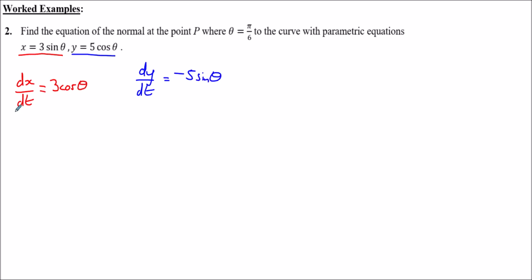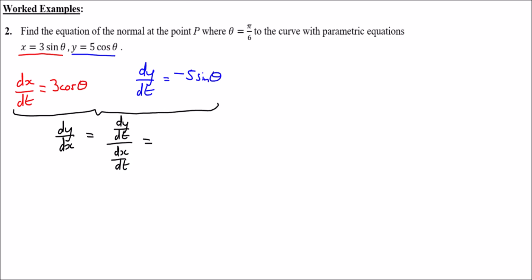So then from these two, we can work out dy over dx. So dy by dx is going to be dy by dt divided by dx over dt. So dy by dt was minus 5 sine theta, and then dx by dt we had was 3 cosine theta. So sine divided by cos is the same as tan, and minus 5 over 3 we can just put as minus 5 over 3 tan theta.